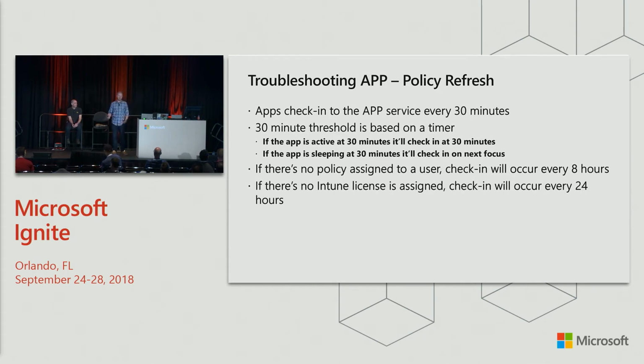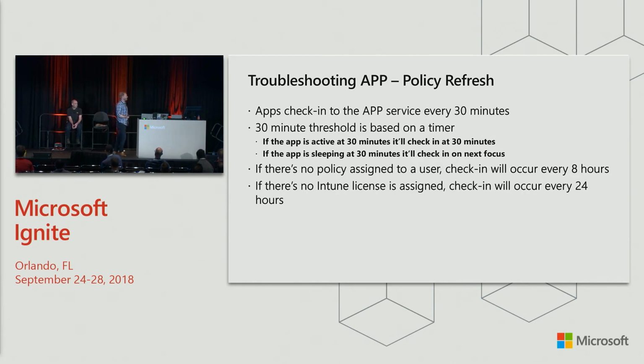What happens is these applications run on a timer, and every 30 minutes the application is going to check in. There's a caveat to that: the application needs to be in the foreground. So Outlook needs to be running for the application to check in. If it's sitting in the background, if it's sleeping, if it's not active, the application won't be checking in. But if that 30-minute timer expires while the application's in the background, as soon as you bring it to the foreground, the application will check in straight away. So there should be no delay in that check-in.